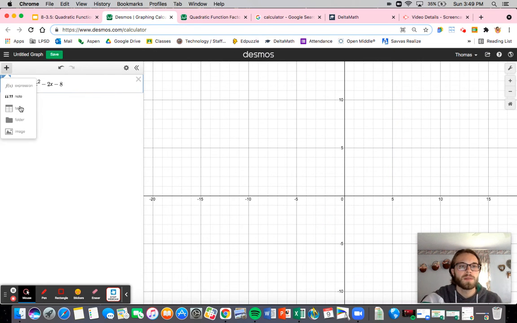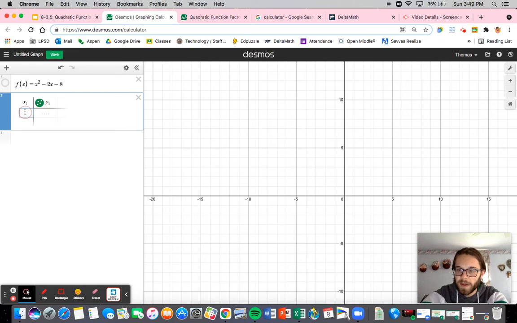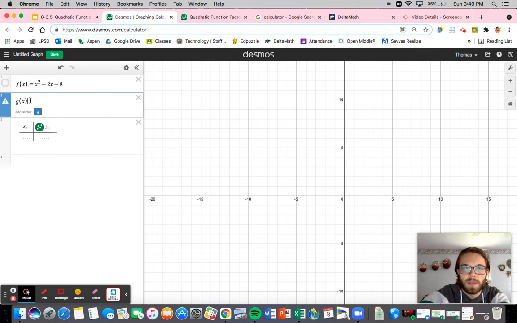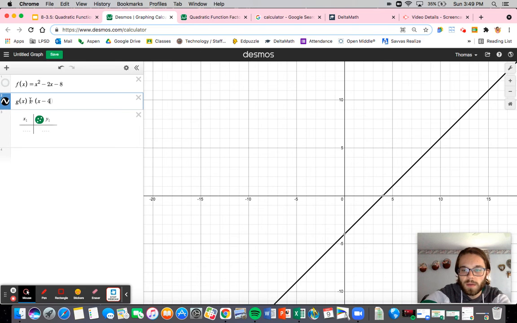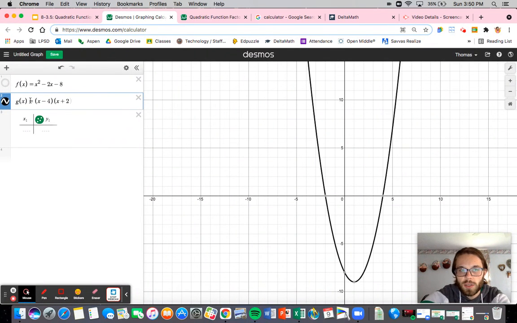Let's add the table. So remember, we found our roots. That was going to be, when we factored it out, I'm going to call it g of x. It's the same thing, but I'm going to call it g of x equals x minus 4, x plus 2. And if you turn that on, see, that's the same thing. But I am going to shut that off.